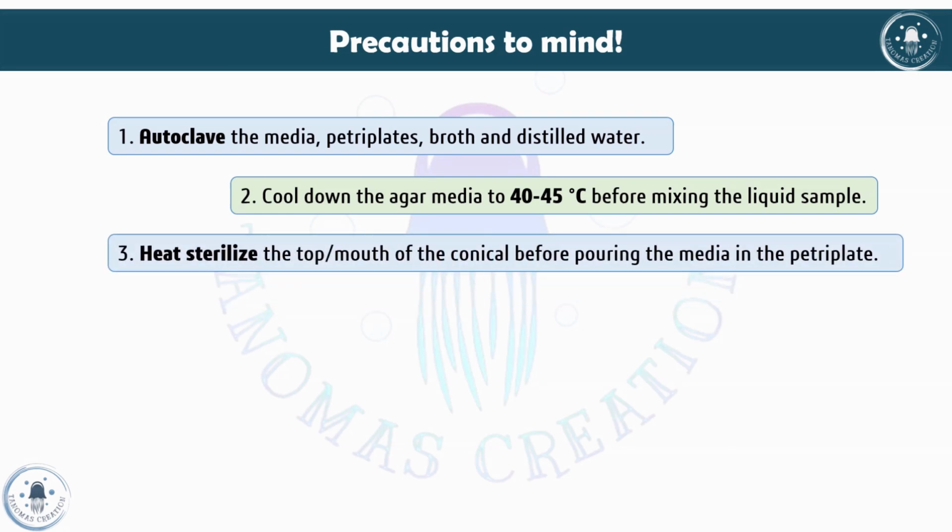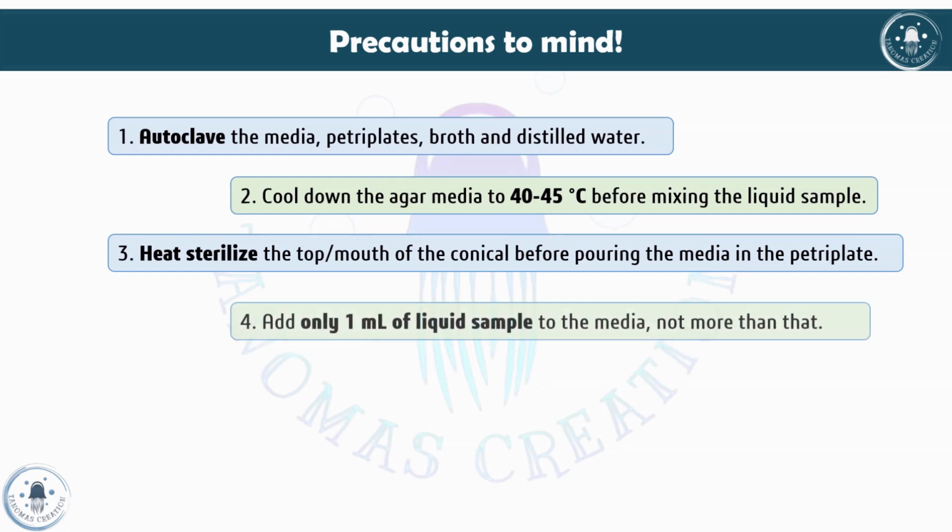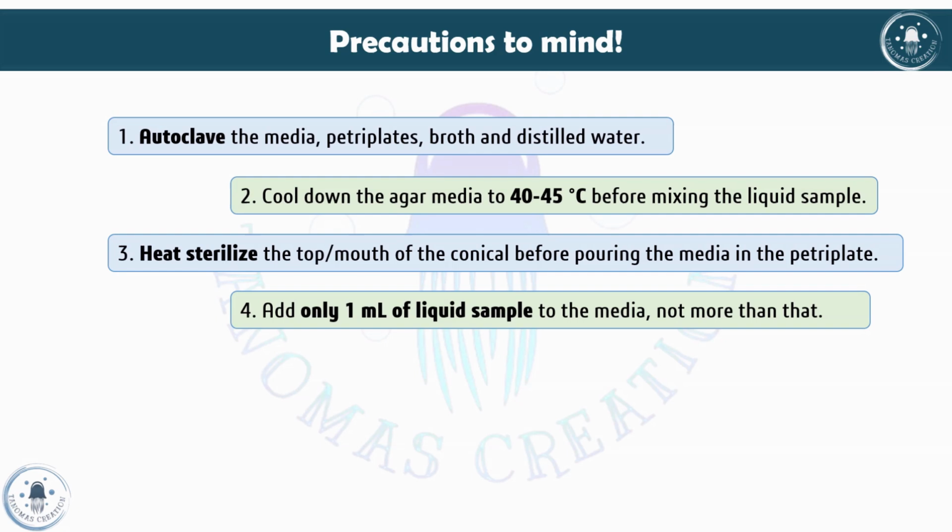Then you need to heat sterilize the top or mouth of the conical before pouring the media in the Petri plate. Right, when you remove the cotton plug, you need to sterilize the mouth of your conical and then you need to pour it on the Petri plate. Now add only 1 ml of liquid sample to the media. Now 1 ml of liquid sample is enough for the microorganisms to grow. Don't use more than that.